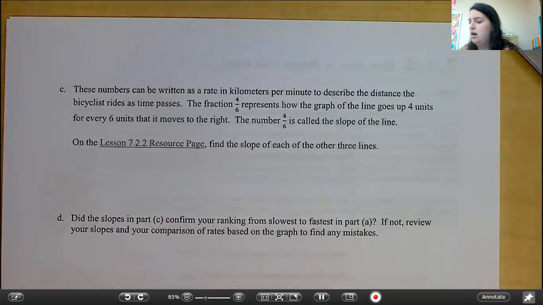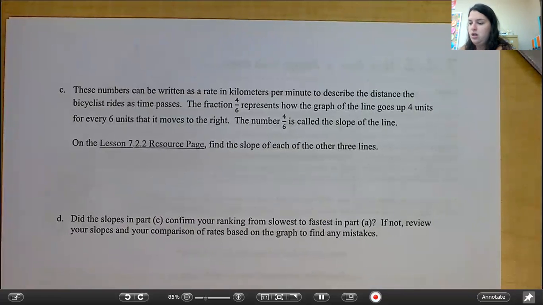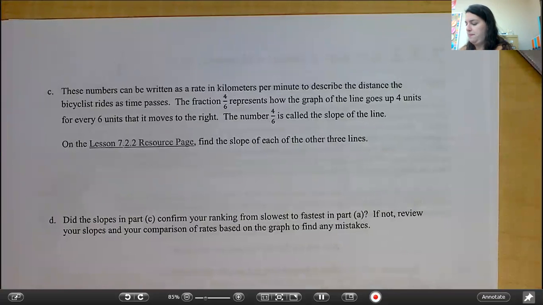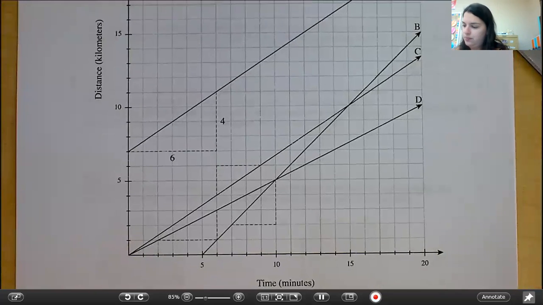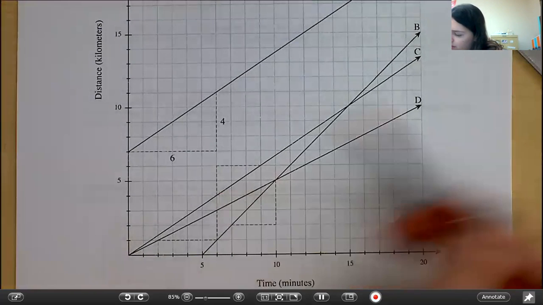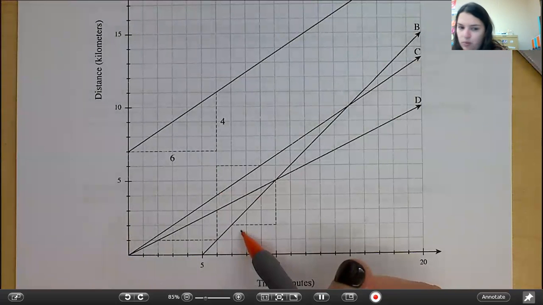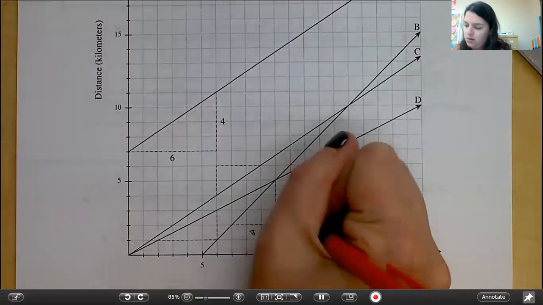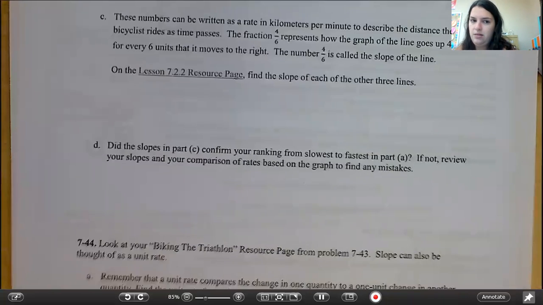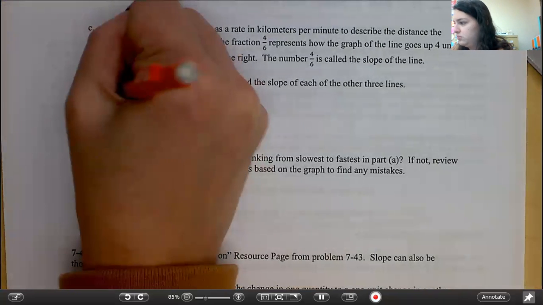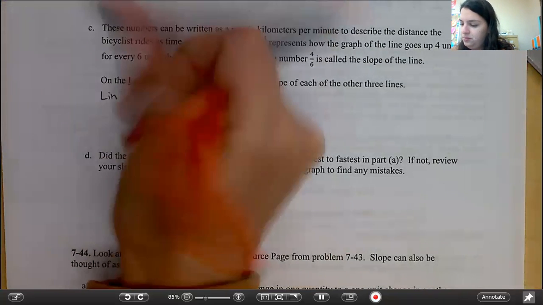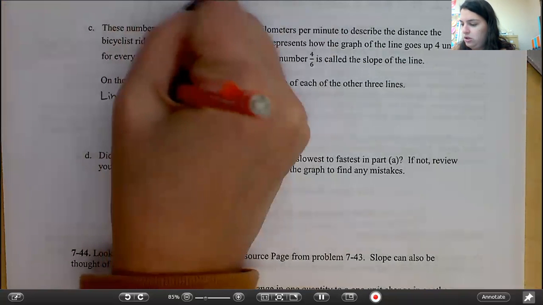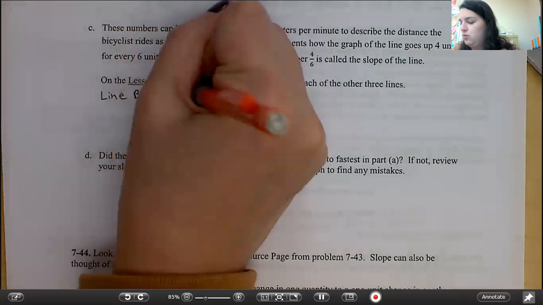Okay, if you're back with me, hopefully you have looked at your resource page. So I'm going to flip back and forth page-wise. So line B, if we're looking at B's triangle, this is B. So we have 1, 2, 3, so this is 3, and up 1, 2, 3. So for line B, the slope was 3 over 3, or in other words, 1.